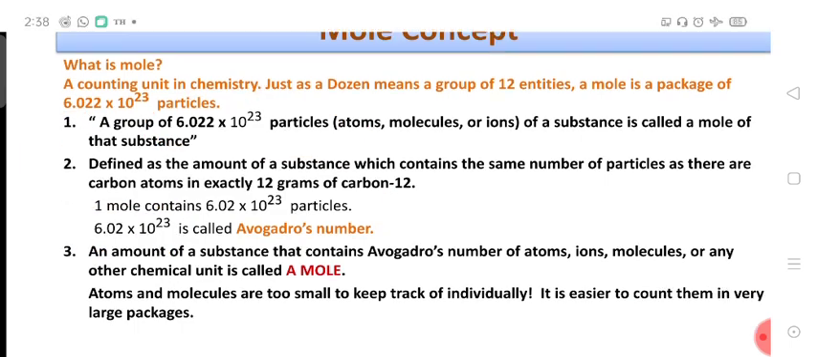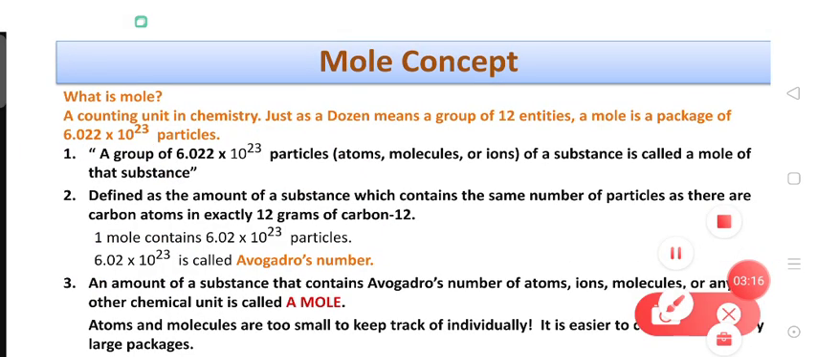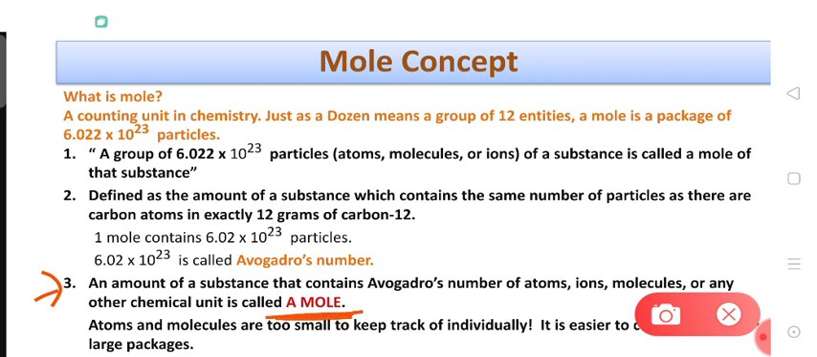Then another very good definition of mole is given. What is written? An amount of a substance that contains Avogadro's number of atoms, ions, molecules or any other chemical unit is called a mole. So mole is simply that amount of substance which contains number of particles equal to Avogadro's number. Because these particles are very small, that's why we have made a very big bunch of particles, a very big count, as a mole, right?